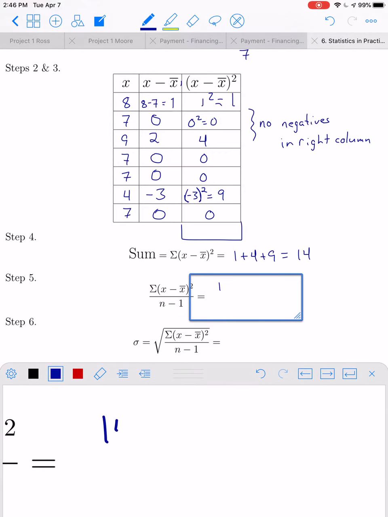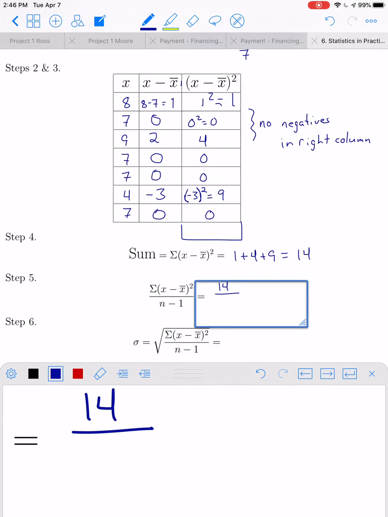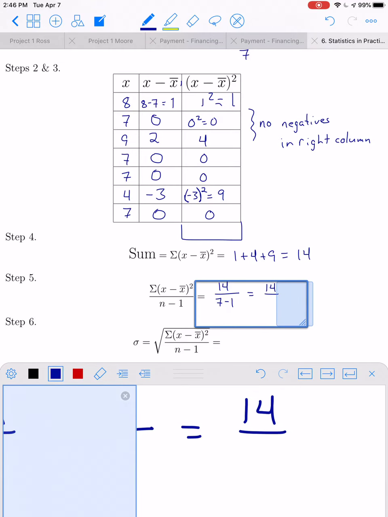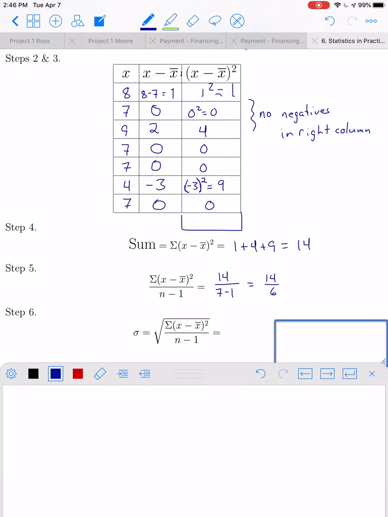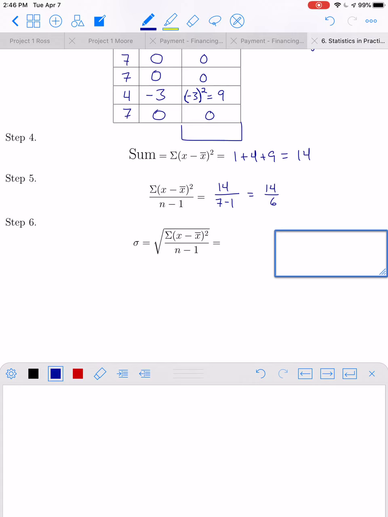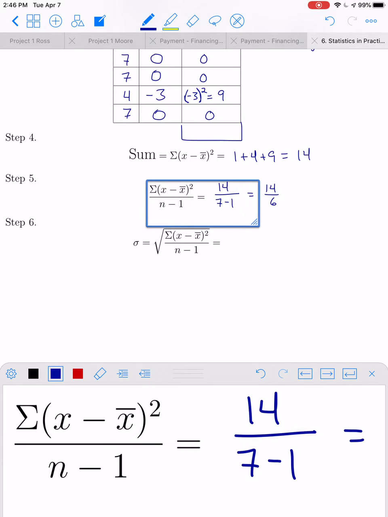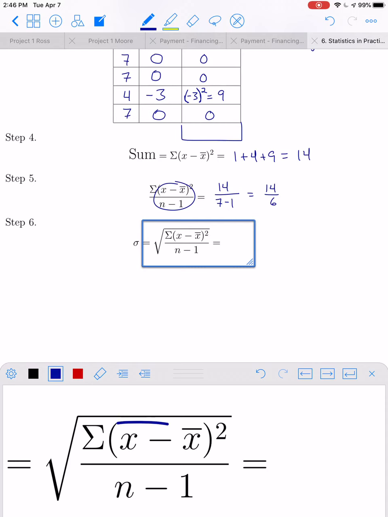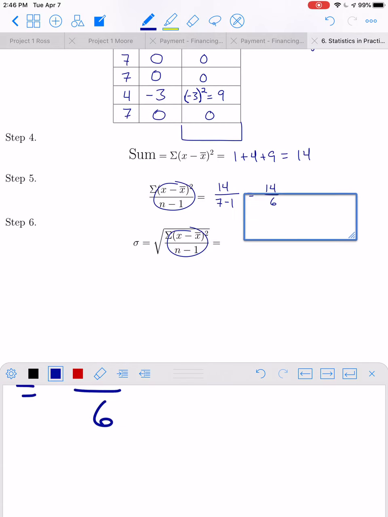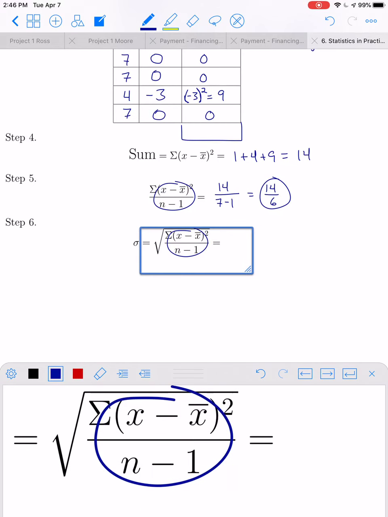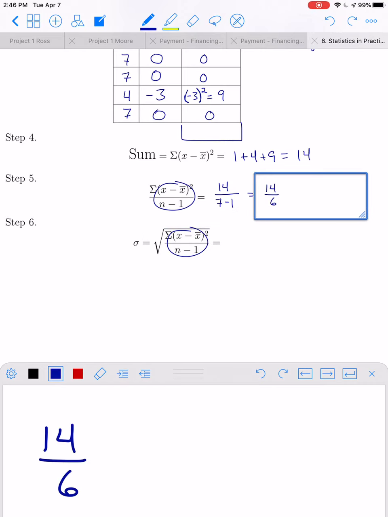So 14 is the value we calculated for the sum. Divide by n minus 1. Remember, n is 7. So this is 7 minus 1. It's 14 over 6. And I know that it's a non-ending decimal, so I'm not going to try to write it as a decimal yet. I'm going to pick it up because this expression is exactly what's inside this square root. So 14 over 6 is the number that we're going to put inside a large square root.